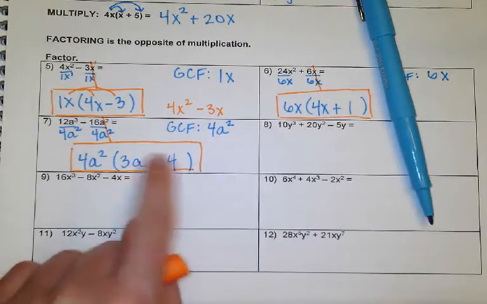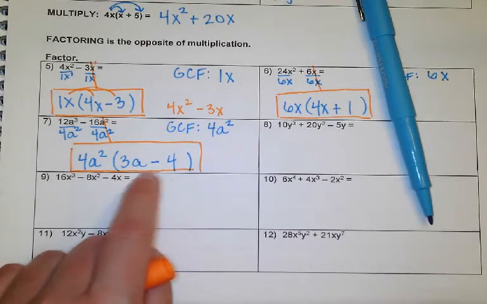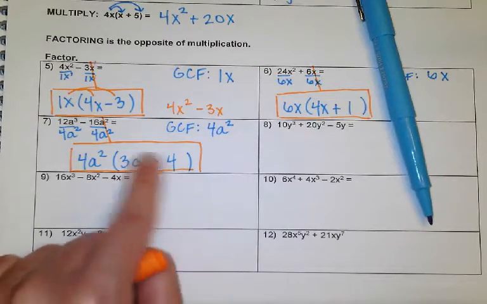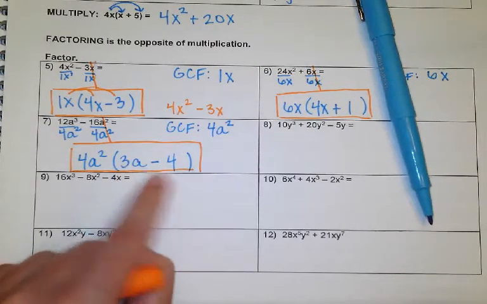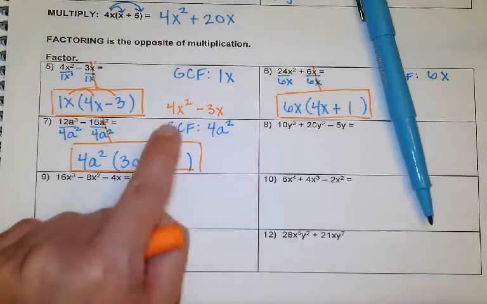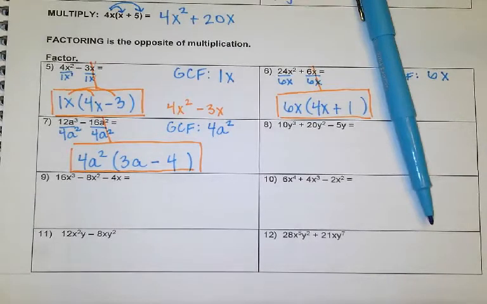You should double check at the end, look in your parentheses, and make sure they don't still have anything in common. 3 and 4, neither of them share an a. That's good. You don't want there to still be anything in common in the parentheses, otherwise you didn't find the greatest common factor at the beginning. So we're doing good. Let's keep going.